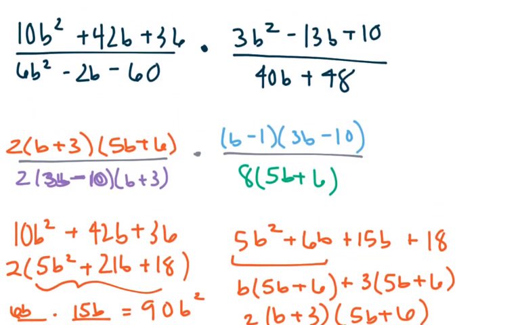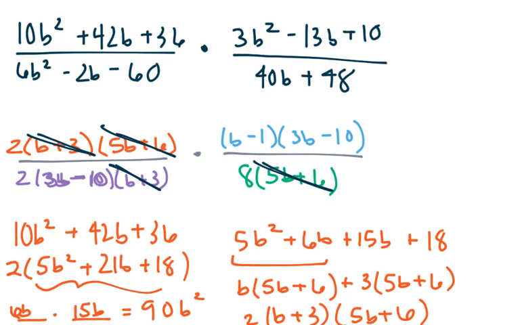Now we can move on to the second to last step and cancel things, right? Now that these are all factors being multiplied, everything in the numerator is being multiplied and everything in the denominator is being multiplied, so now we can undo them with division. So we look at what is in the numerator and also in the denominator. That's the stuff that's going to cancel. So we've got a b plus 3 and a b plus 3. We have a 5b plus 6 in the numerator and a 5b plus 6 in the denominator.